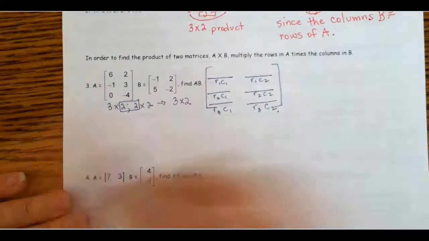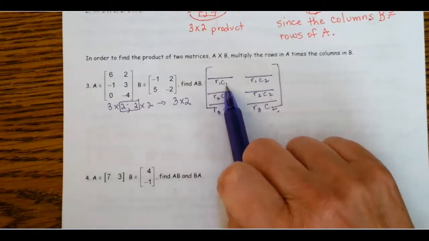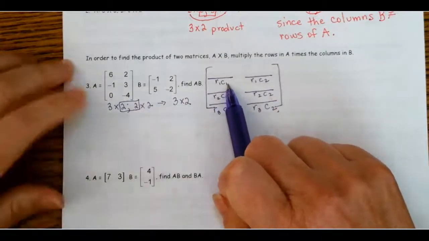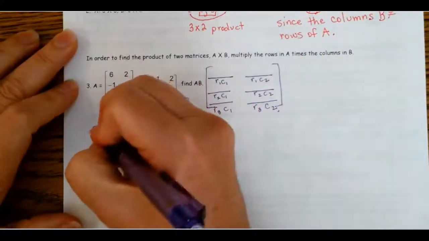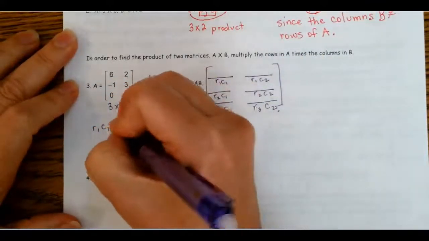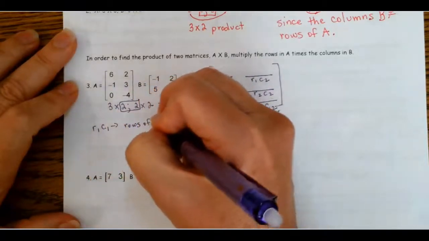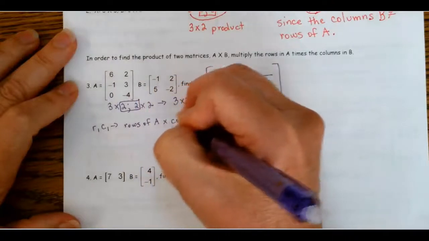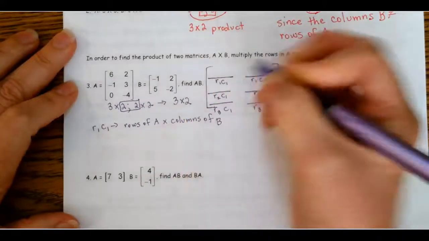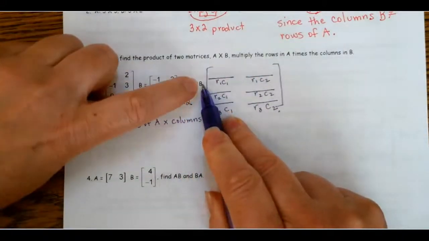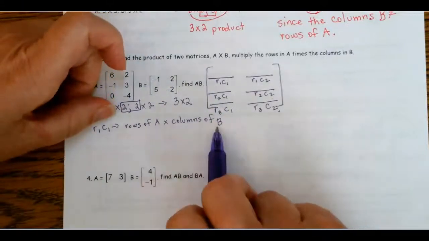Okay, now the location or the position is actually a set of directions to me. Row 1, column 1 means I'm going to multiply the rows. Let me write this over here. Row 1, column 1 means rows of A times the columns of B. And this is just based on whoever comes first, A or B. So the rows of the first one times the columns of the second one.